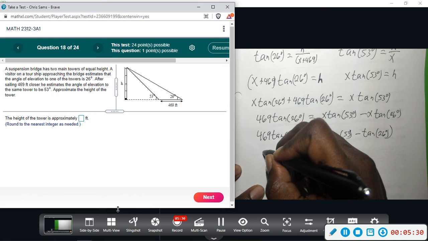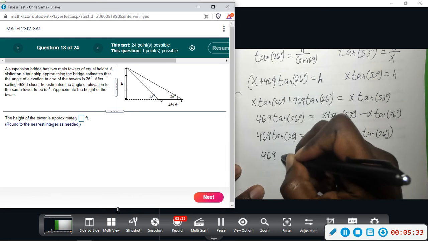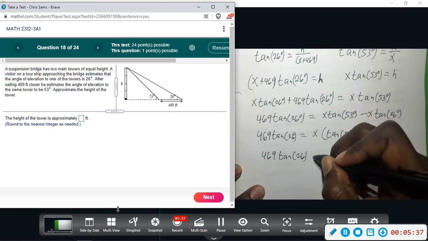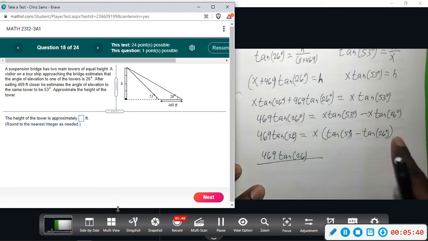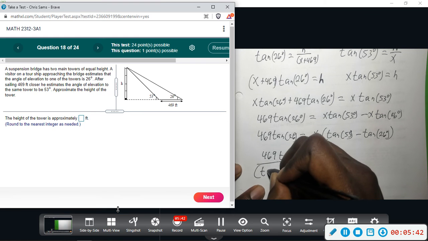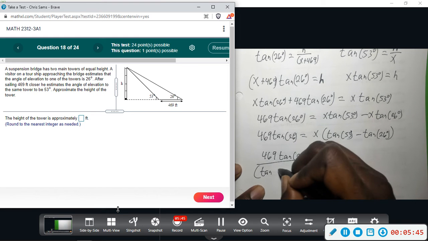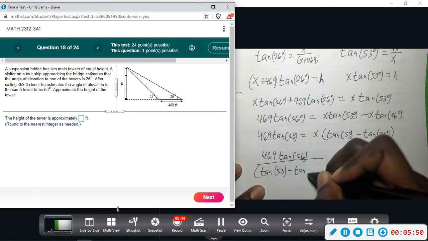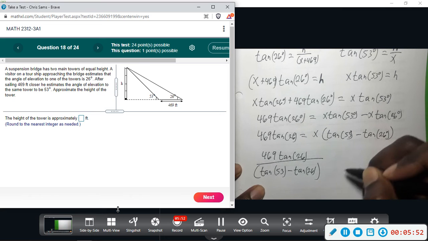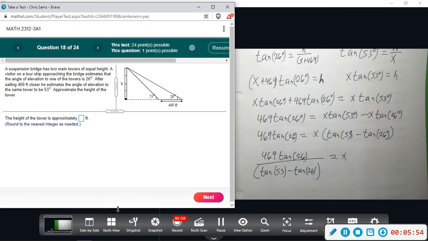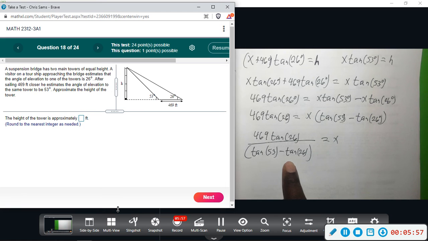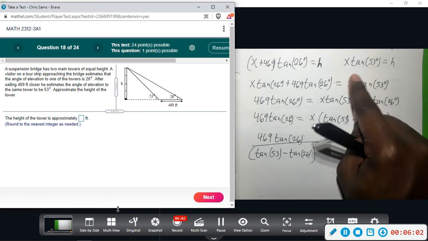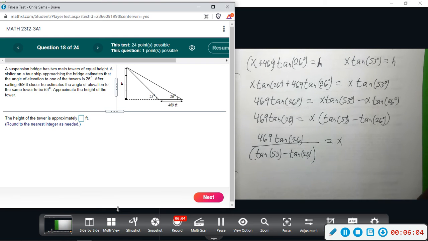So I have 469 tan 26, divided by all of this, tan 53 minus tan 26, equals x. Okay, so we're going to plug all this in the calculator, or I can just type all this times tan of 53, and that'll give us what we want.